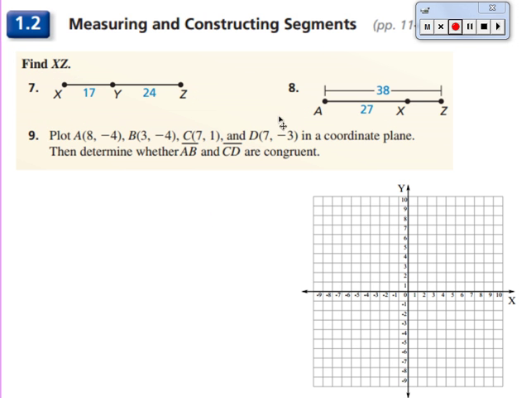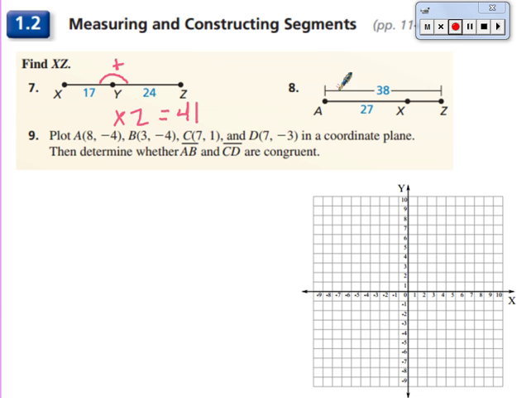Alright, anytime you see the 2 letters together like that without a symbol above it, that just means find the length of XY. So just by looking at these 2, I would just go ahead and add up these 2 together. So 17 plus 24 gives you your answer of 41. So XZ equals 41.